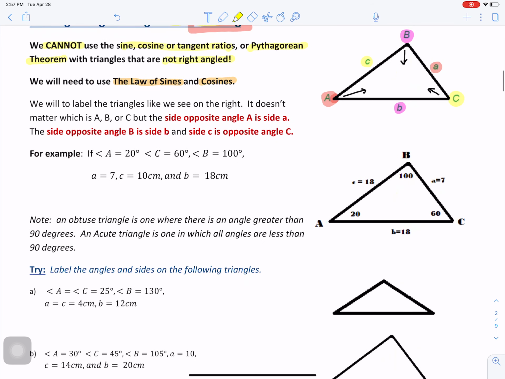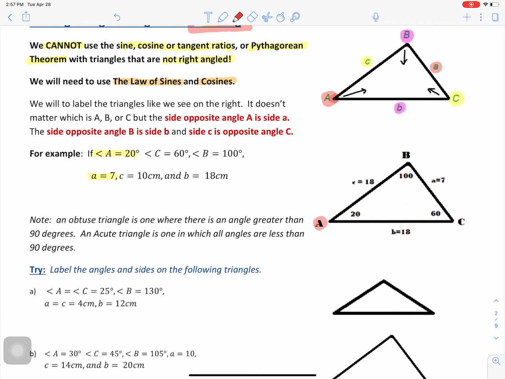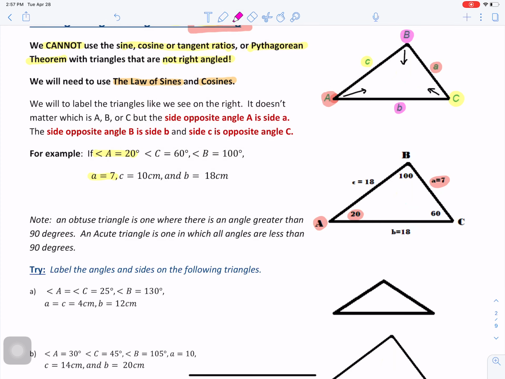So let's look at this example here. They give me an angle A and a 7 for lowercase a. So I'm going to take one of my vertices and label it A. I'm going to label it in red here just because I did that before. So angle A is 20 degrees. The side opposite, they label with lowercase a and it's 7. They label B as 100 degrees, and the side opposite to it, they give it a number, 18. So capital B is my angle 100. The side opposite is 18.